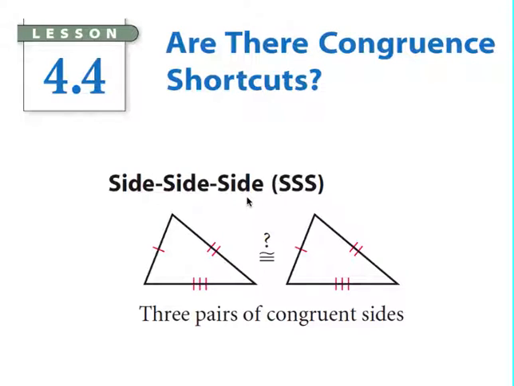With section 4.4. If you notice, the topic of today's lesson is: are there congruence shortcuts? We're going to focus this section and the next section on possible congruence shortcuts. First of all today, one of the questions we're going to answer is: if there are 3 pairs of congruent sides in one triangle, and they're congruent to 3 sides in the second triangle, are the 2 triangles congruent? We're going to look at that.